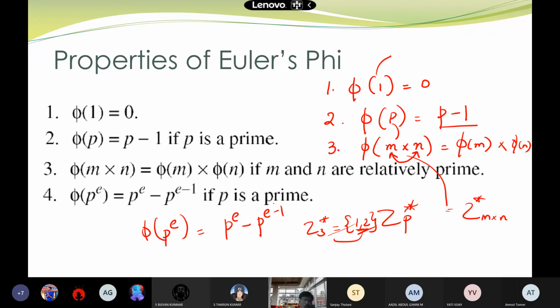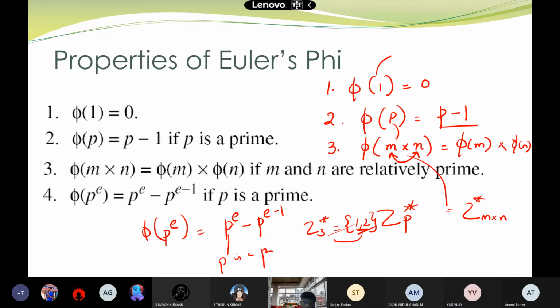You can combine these properties in order to find Euler's phi function of a specific composite number or a prime number or whatever it is. That is the beauty of what we're going to do. So have you all noted this? The last property is phi of P to the E is equal to P to the E minus P to the E minus 1. Here, if P is prime, then you can apply this.